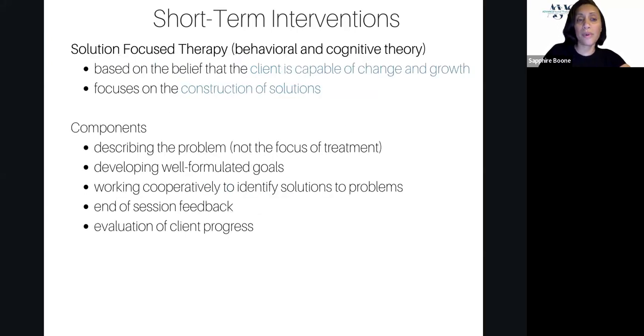Then we have solution-focused therapy, similar to task-centered, where you are going to be having those goals and identifying solutions to your problems.